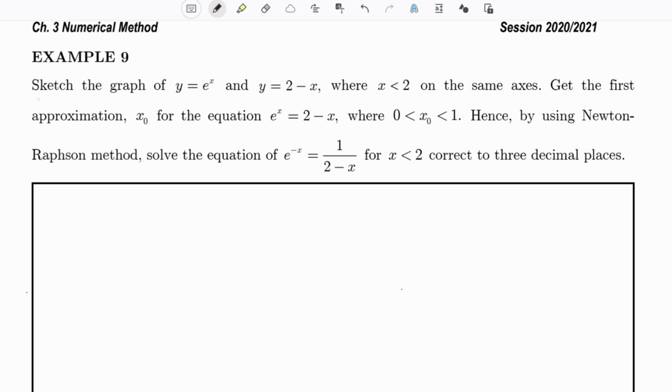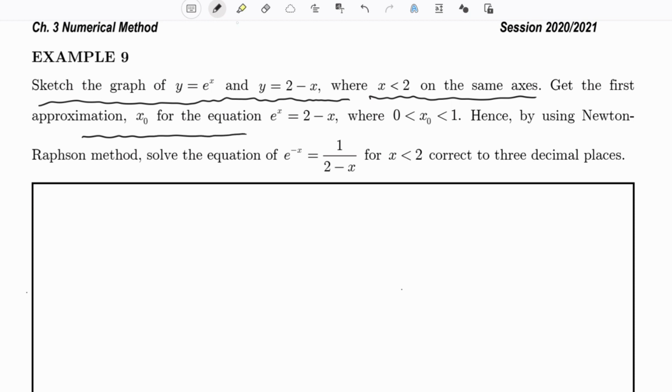Example 9. So sketch the graph of y equals e to the x, y equals 2 minus x, where x is less than 2, on the same axis. Get the first approximation x0, where x0 is in between 0 and 1. Hence, by using the Newton-Raphson method, solve the equation for x less than 2, correct to 3 decimal places. So, highlight the 3 decimal places.